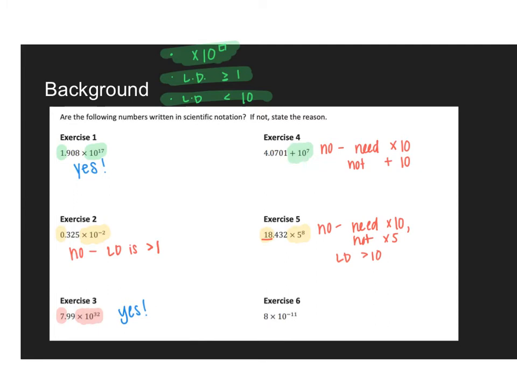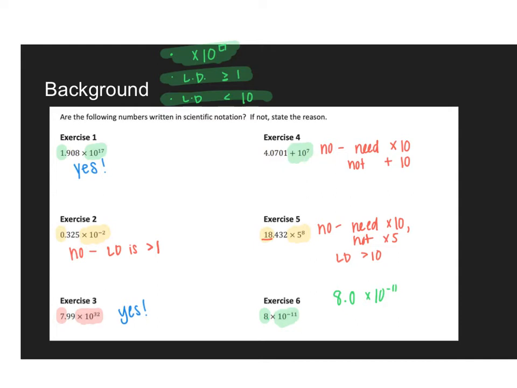Last one down here, we have times 10 to the negative 11th. That works. And we have 8. Now, there's no decimal point here, but where would the decimal point go if it was here? Well, it would go right beyond that 8. It would be 8.0.